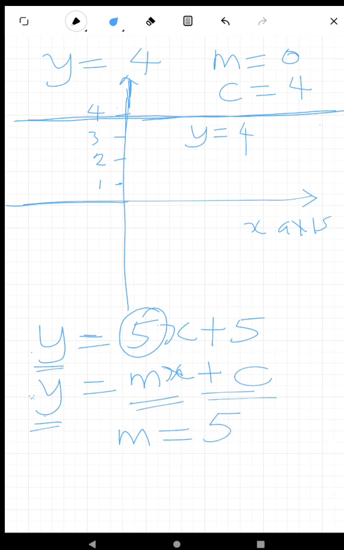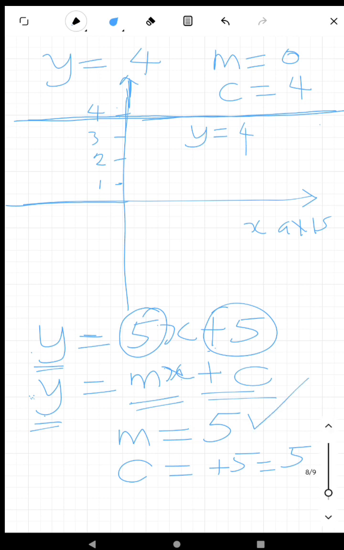Now let's look at the constant c. Is there a constant here? Yes, there is a constant, and that constant is plus 5. So c is equal to 5. In this case, the gradient is 5, and also the y-axis intercept, which is c, is 5. So to answer the first question, is it a straight line equation? Yes, it is. Does it have a slope? Yes, it does, and the slope or gradient is 5. What is the y-axis intercept? The y-axis intercept is c, which is equal to 5.